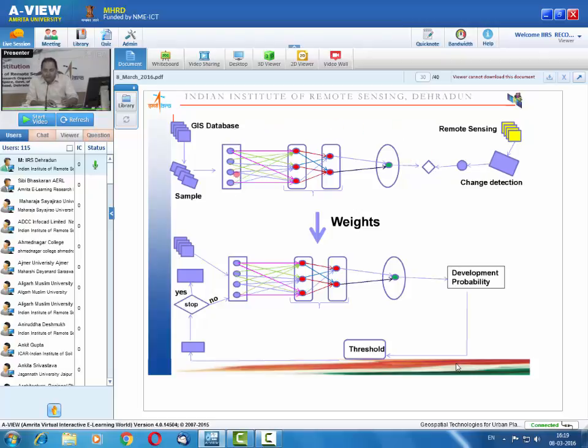Then we feed this training data to the network and we keep on training it until it begins to learn the patterns, like if this is the input value or these are the attributes, development will occur. If this is the value, development will not occur, based on the old time series remote sensing data. Once the network picks up the patterns, we say the network is trained and then we give the entire data set to it and it gives us a map. Using this we can also simulate the future, like in future if these are the attributes, where the development will take place, and if these are the attributes of a piece of land, where the development will not take place.